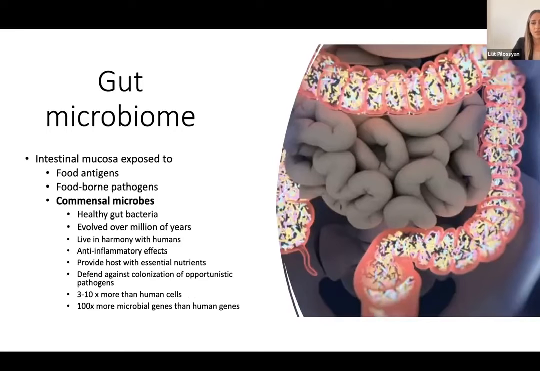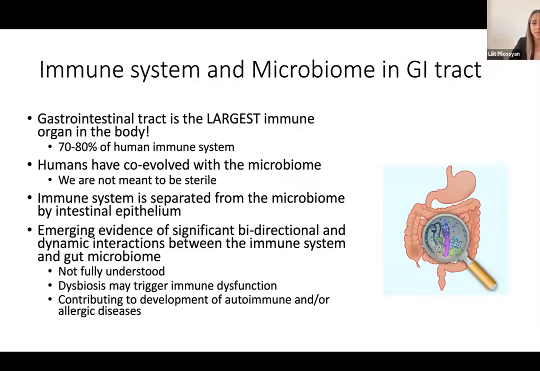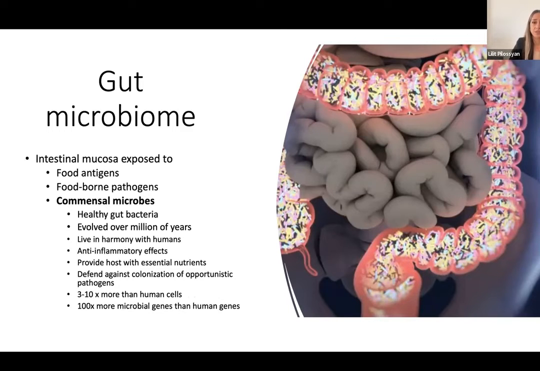And as we know, our gut gets exposed to a lot of things that we eat: antigens, foodborne pathogens. And so our commensal bacteria, which are our body's healthy bacteria, have evolved over millions of years, and they live in harmony with us. And they have a lot of anti-inflammatory effects to the gut as well as our body. And they provide us with these essential nutrients that are very helpful for us. And they defend against colonization of opportunistic pathogens.